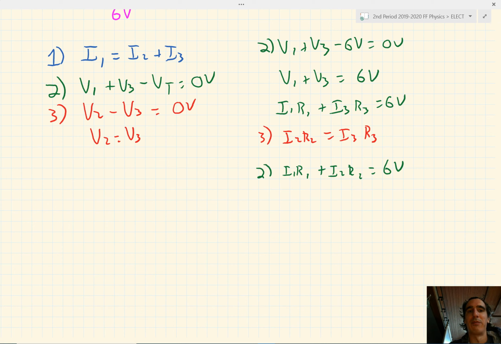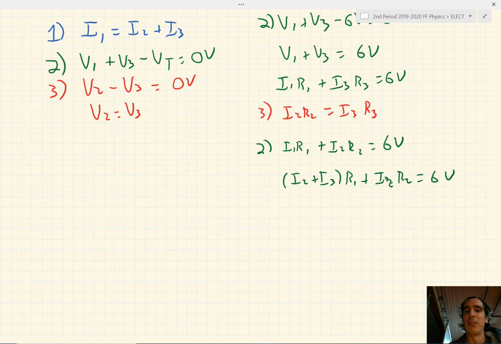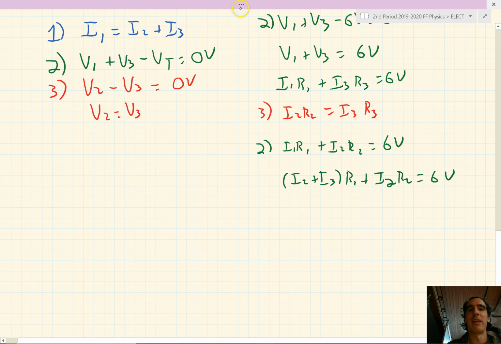Now we also know that from our first equation that I1 is equal to I2 plus I3. So wherever we see an I1, we'll turn that into I2 plus I3. So we have I2 plus I3 times R1 plus I2 R2 is equal to 6 volts. Notice that we have I2s and I3s, so we still can't solve for anything quite yet. But what we can do is solve for I3 from our third equation.